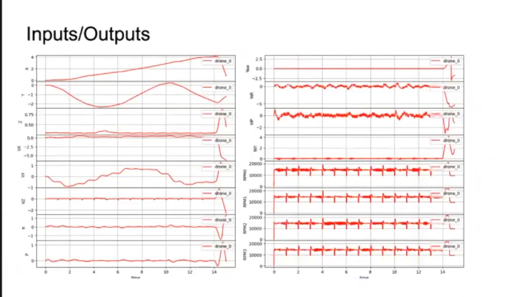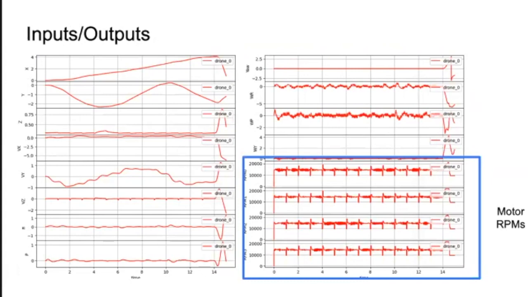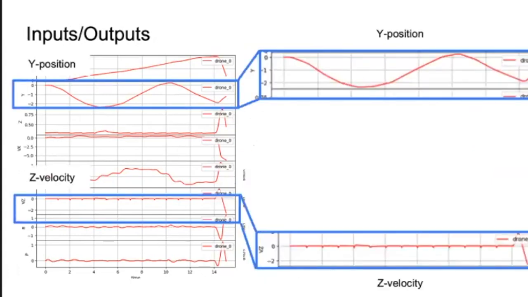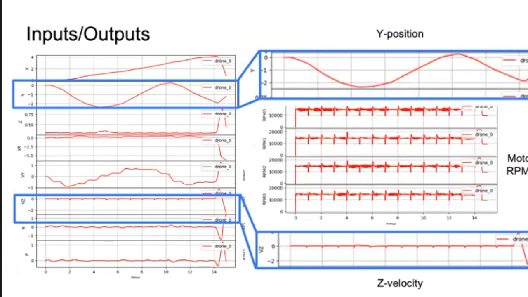Yeah, and just for some more visualization purposes, down here are the inputs, the motor RPMs. And then some interesting behaviors I want to highlight. You can see the Y position has a sinusoidal shape, not just because of the gates, which are in that sinusoidal shape. And then the Z velocity is pretty constant. It slightly changes in accordance with the motor RPMs changing whenever it's trying to go from one gate to the next. It's an interesting lineup between these slight dips in Z velocity versus the motor RPMs.